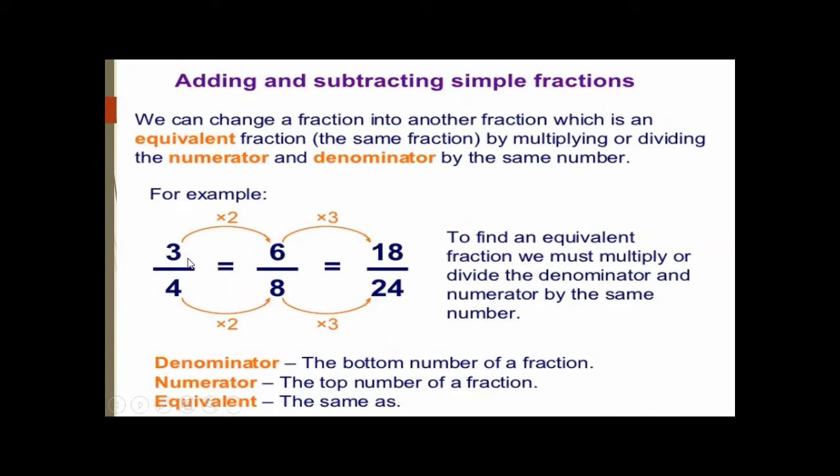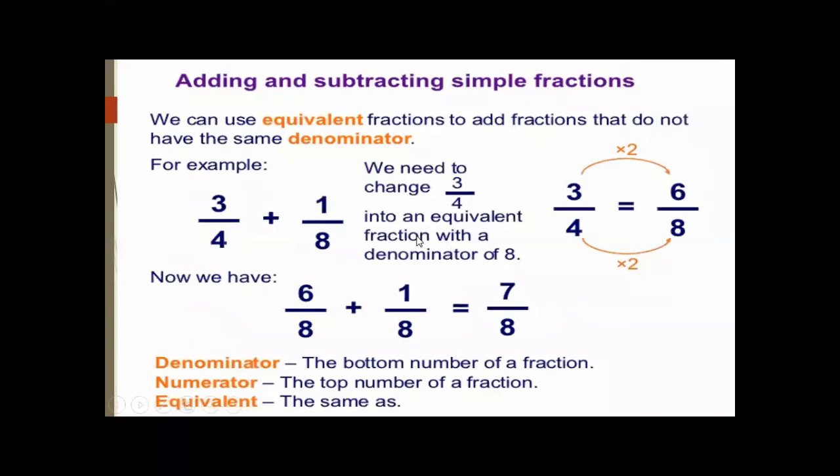It means that in adding and subtracting, we must multiply in equivalent fractions with the same number. To find an equivalent fraction, we must multiply or divide the denominator and numerator by the same number. Denominator is the bottom number of a fraction, numerator is the top number of a fraction. This is our numerator. This is our denominator. Equivalent, the same as adding and subtracting simple fractions.